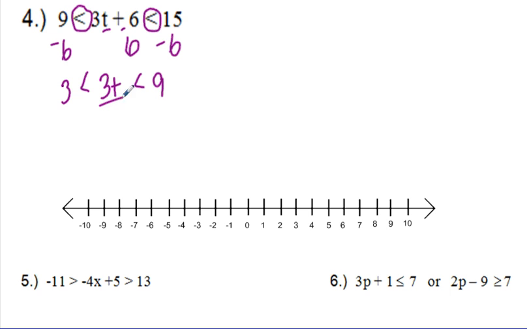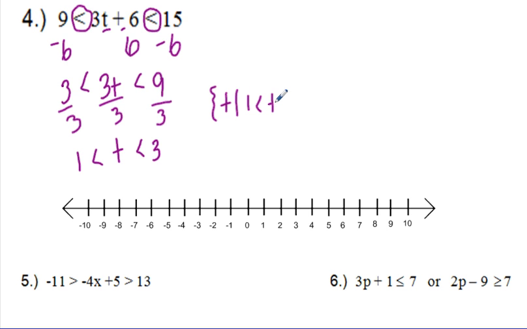Next, I'm going to divide every part of my inequality by 3 so that t is by itself. On the left side, I get 1 is less than, t remains in the middle, which is less than 3. So for my set builder notation, I'm defining my variable t such that 1 is less than t is less than 3. The next thing that I want to do is to graph my solution on the number line.